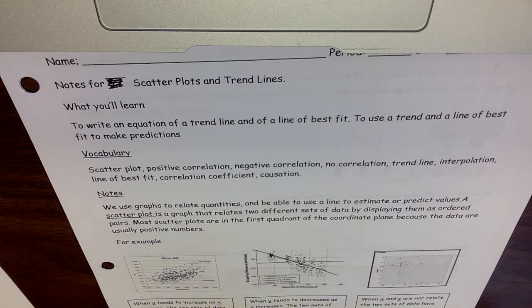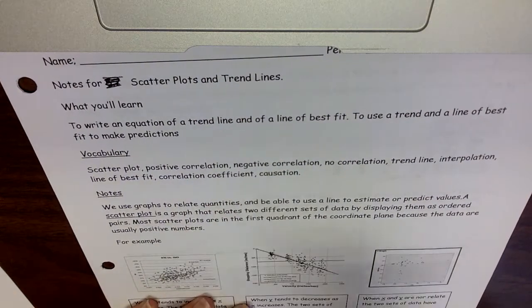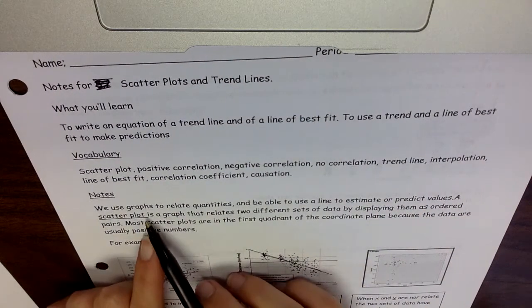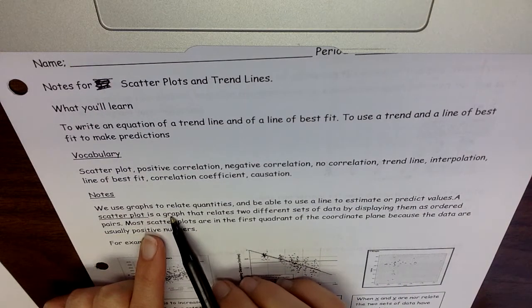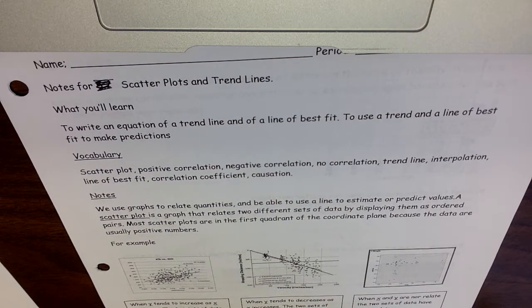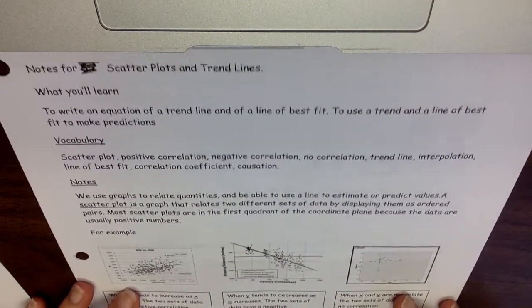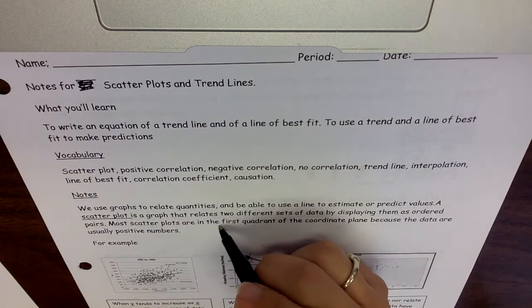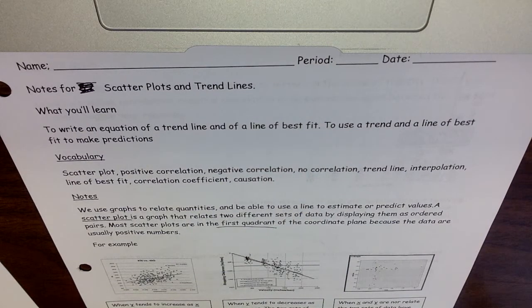And some vocabulary words. A scatter plot is a graph that compares two different sets of data. It's down here. If you like to highlight, then you can highlight, but here's the definition of scatter plot. You are going to plot points as ordered pairs, and you're going to see a bunch of dots on the graph. Most scatter plots are in the first quadrant because most of them deal with positive numbers if they are real-world application problems. But not always, but most of the time.